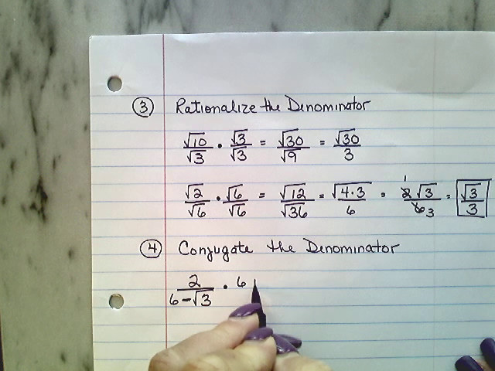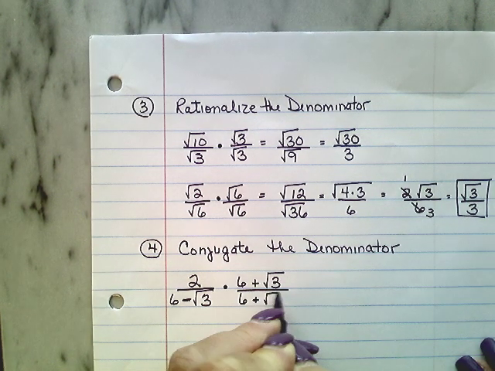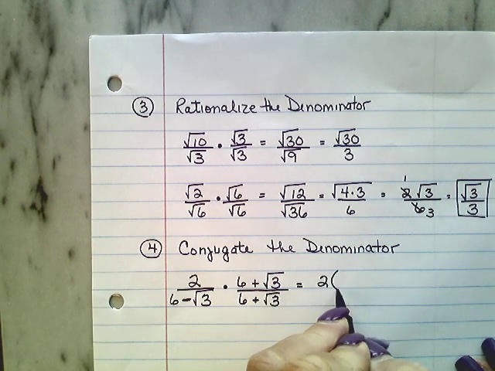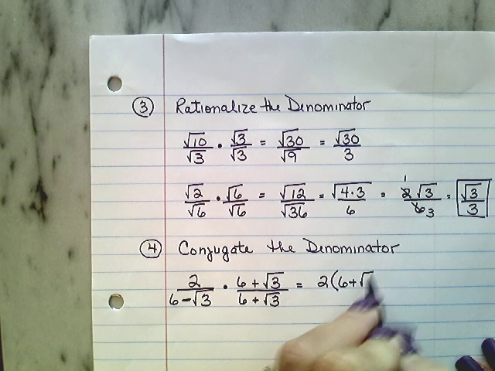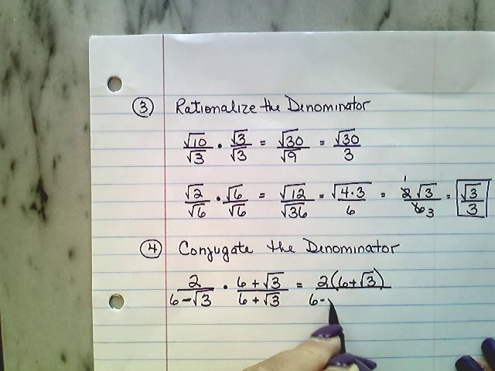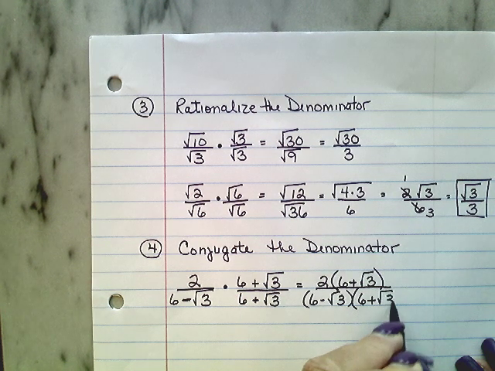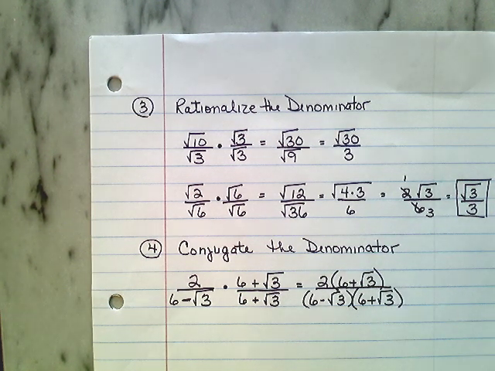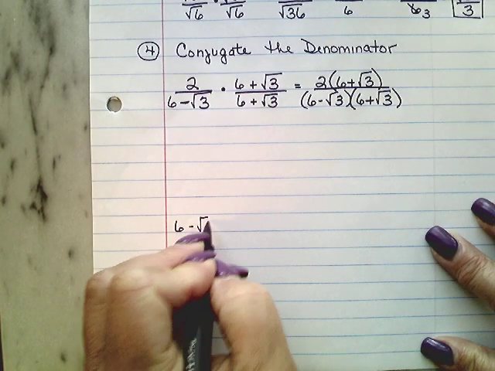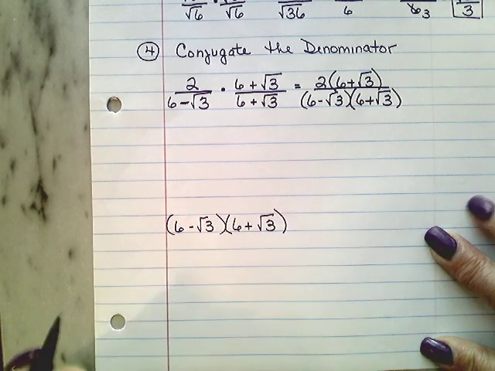So this is going to be now 6 plus the square root of 3, 6 plus the square root of 3. So this is going to be 2 times 6 plus the square root of 3. And this one is going to be 6 minus the square root of 3 times 6 plus the square root of 3. Now I'm going to pull that aside and I'm going to show you how that works. Okay? So 6 minus the square root of 3 times 6 plus the square root of 3. Now use that double distributive property.